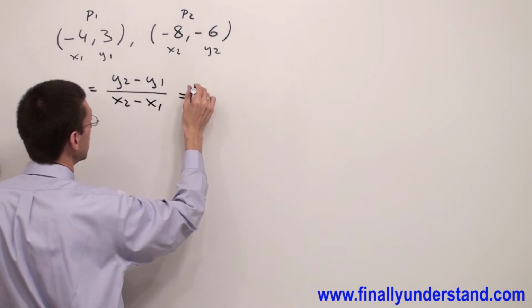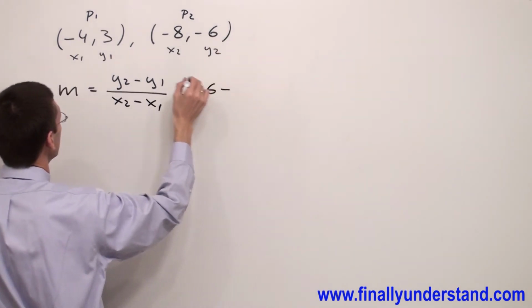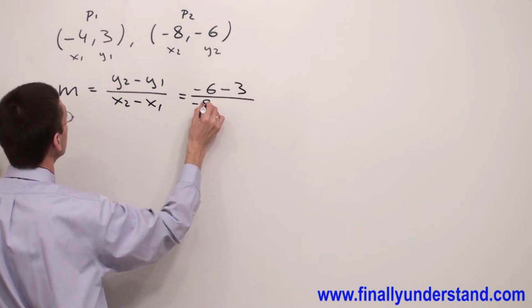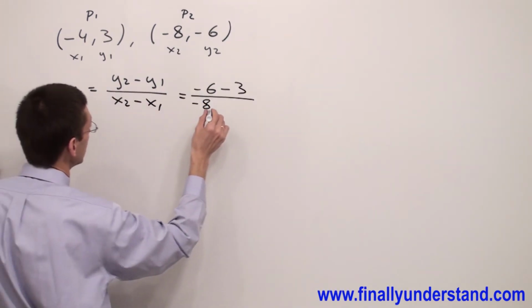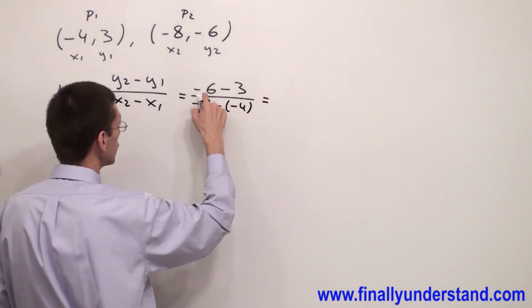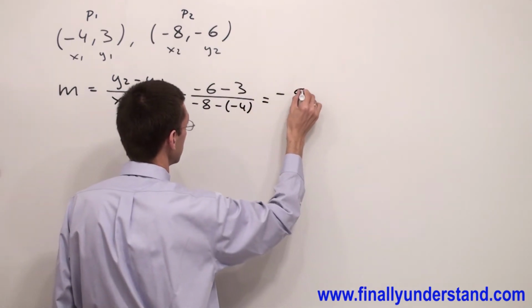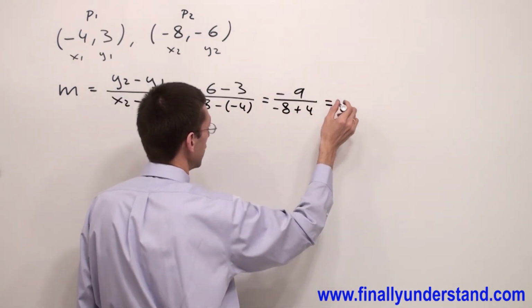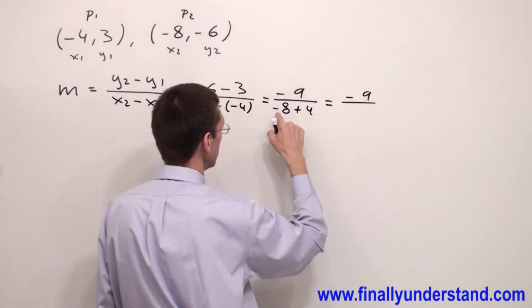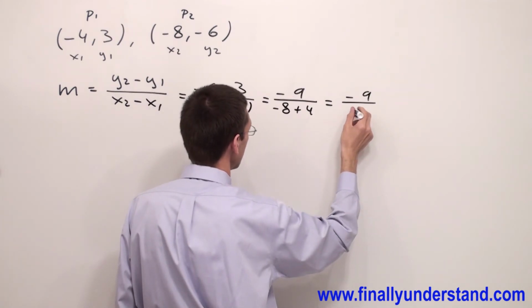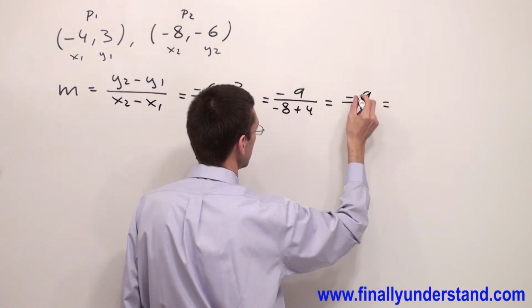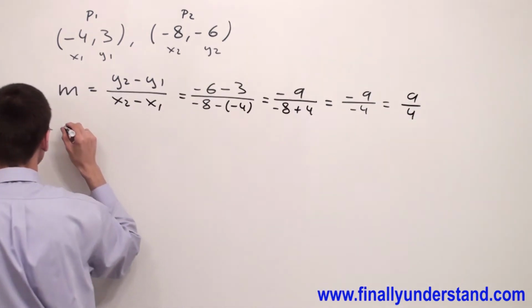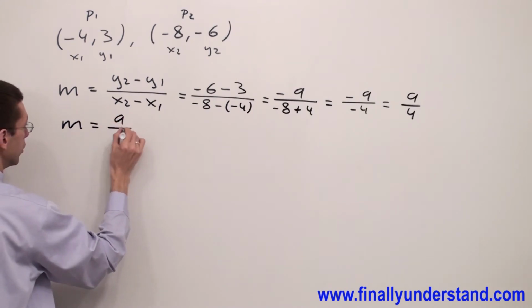So y2 is equal to negative 6 minus y1, which is equal to 3, over x2, which is equal to negative 8, minus x1, which is equal to negative 4. Negative 6 minus 3 is equal to negative 9 over negative 8 plus 4. Negative times negative gives me positive, so the negatives cancel out, and I'm going to end up with 9 over 4. My slope is equal to 9 over 4.